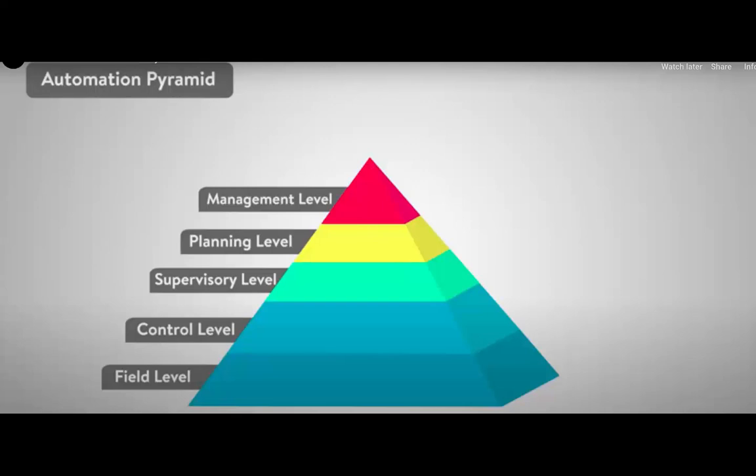So in this way, this automation pyramid is nothing but a pictorial view which gives you the idea from the start of manufacturing to the time your manufactured product goes into the market. So all these processes are completed in this automation pyramid.